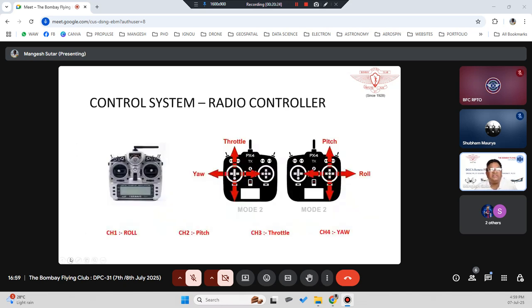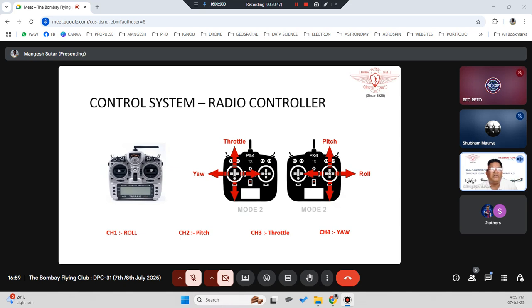So you can see here, this is a picture of the transmitter. On your right side, up and down is pitch, left and right is roll. And on the left side, up and down is throttle and left and right is yaw motion. So channel 1 is your roll, channel 2 is pitch, channel 3 is throttle, channel 4 is yaw. So this configuration is called mode 2.